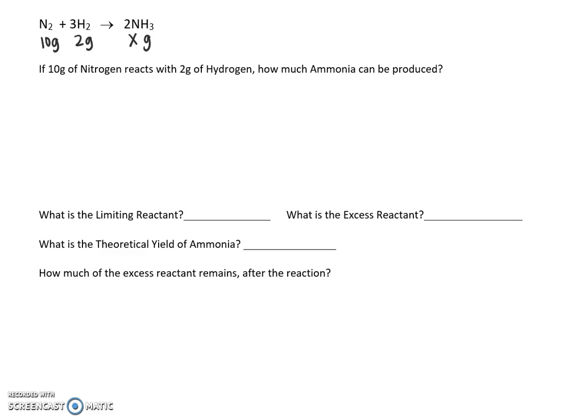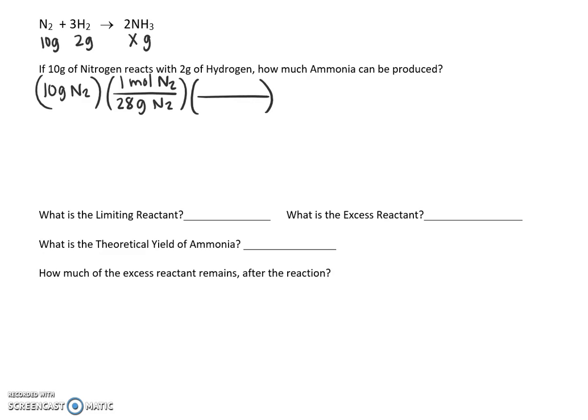So I'm going to start with my 10 grams of nitrogen, and I'm going to turn that into grams of ammonia. The first thing I'm going to do is get my grams of nitrogen to cancel out by turning it into moles of nitrogen. The value I put down here is my molar mass, so 14 plus 14 gives me a mass of 28.